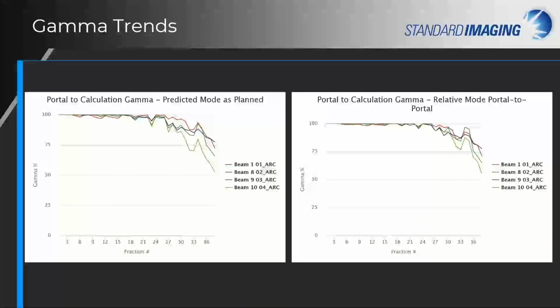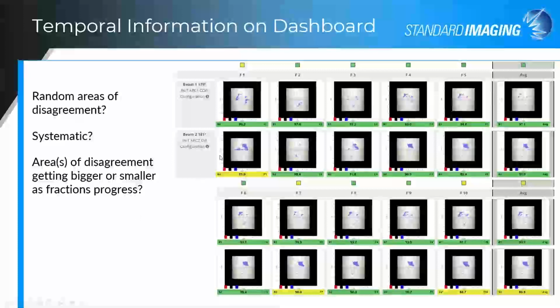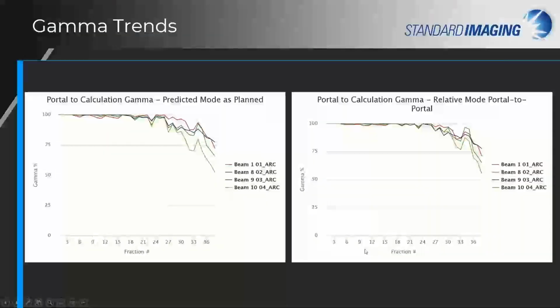So one of the things in the software that's pretty powerful that goes along with this temporal information, I'm just going to pop back to this slide. So again, looking at this information across fractions is pretty powerful. You also get trending information. So this is for all beams. This plan has essentially 4 arcs, and we're looking at the results for the predicted mode. So this is being compared directly to the treatment plan.